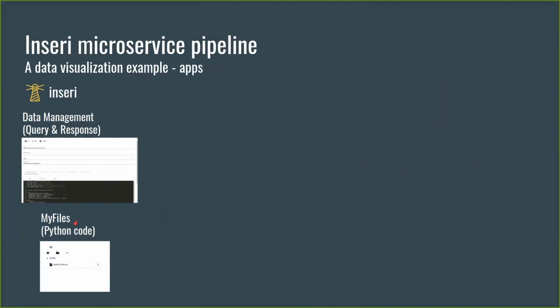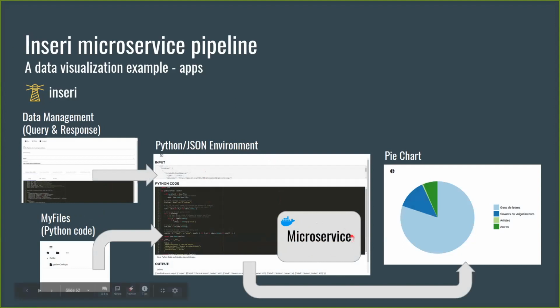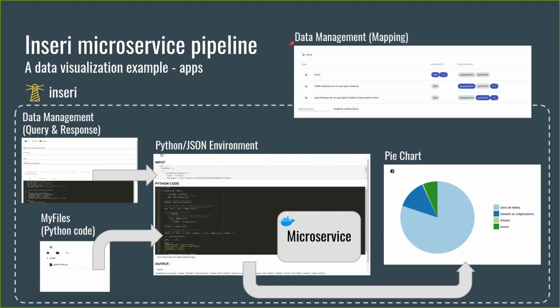We will use the My Files app from Omnia to upload our Python code, which we developed locally. And we are going to use the Python JSON environment to communicate with the microservice in the backend. And whatever the microservice returns, we pipe through to the PyChart app to actually visualize it. And overall, we use the data management mapping interface to connect all these data flows.